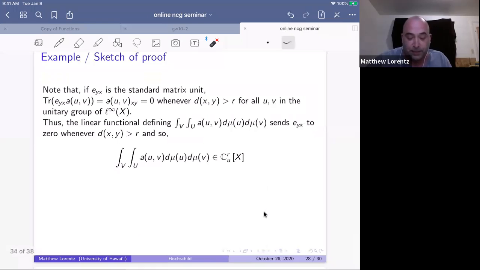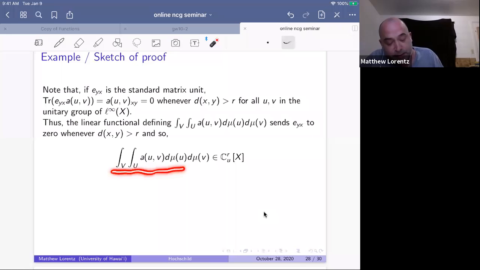And since the linear functional that's under the hood of the averaging operator sends each matrix entry EYX, where the distance between X and Y is greater than R, to 0, we're going to have that this operator is going to have finite propagation.